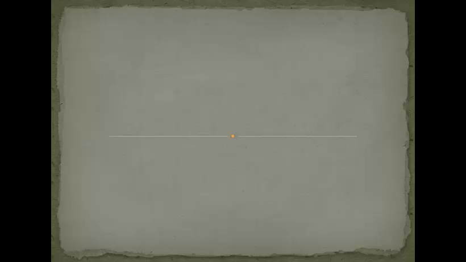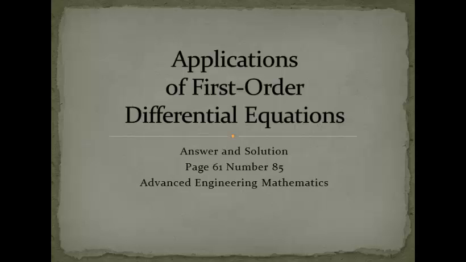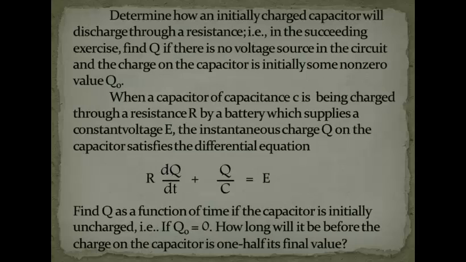Here's the equation of an exercise on the applications of first-order differential equations found in the book Advanced Engineering Mathematics by C. Ray Wylie and Louis C. Barrett. From page 61, number 85, determine how an initially charged capacitor will discharge through a resistance, i.e.